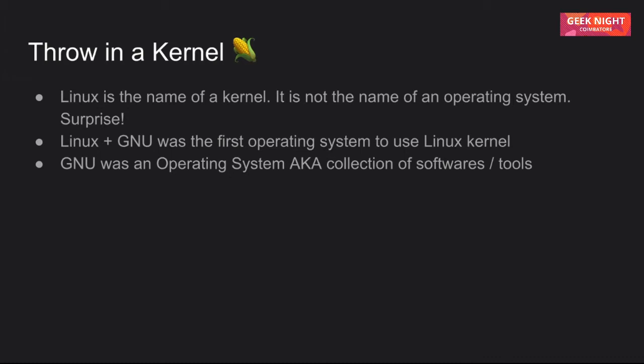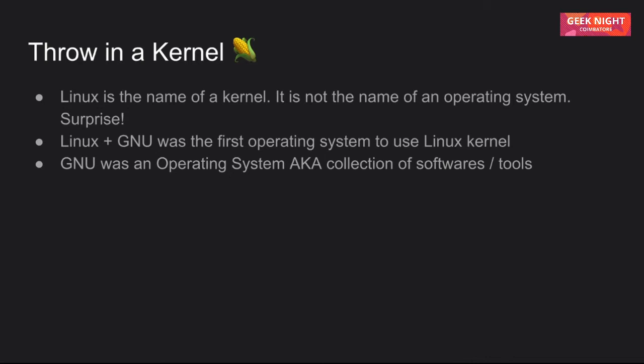So we need to throw in a kernel to make the operating system function properly. And Linux, as I said, is the name of a kernel. Although it is commonly used as the name of an operating system, it's not the name of any operating system at all. It is the name of just the kernel. And GNU was the first operating system which used Linux as its kernel.